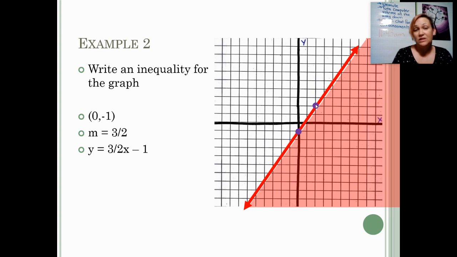Now, if it was just the solid line, which it is a solid line, then I would stop here and I would say that's my equation. But to get the shading, we also need an inequality. We need a less than or a greater than.